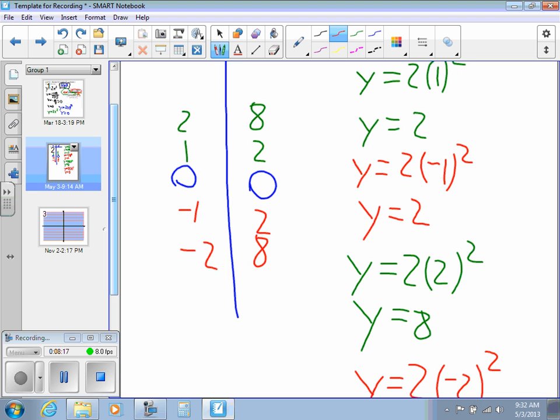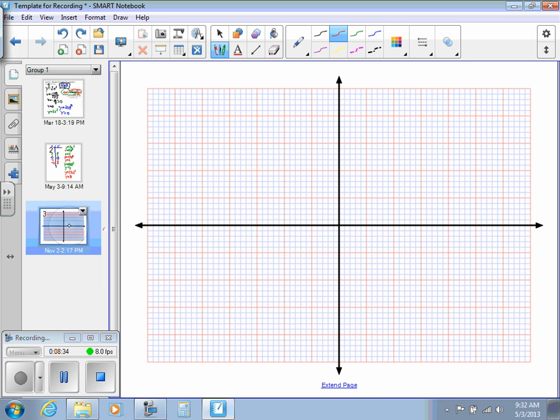Let's see what this looks like. And like I said, the important part is that those are equal distance either side of the line of symmetry. The line of symmetry may not be y equals 0. In this case it is. Or, I'm sorry, x equals 0. In this case it is. So let's see what this looks like.